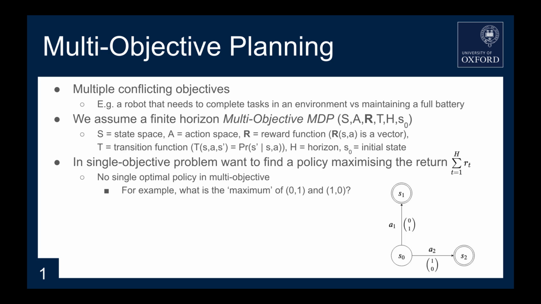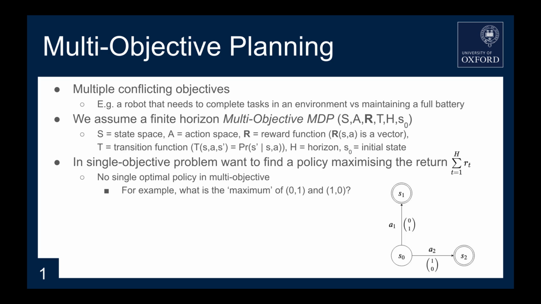In this work, we're interested in problem situations where we have multiple conflicting objectives. For example, we might have a robot that needs to complete tasks in some environment, but it needs to minimize battery usage, but it can't go and complete the tasks without expending some of its battery.